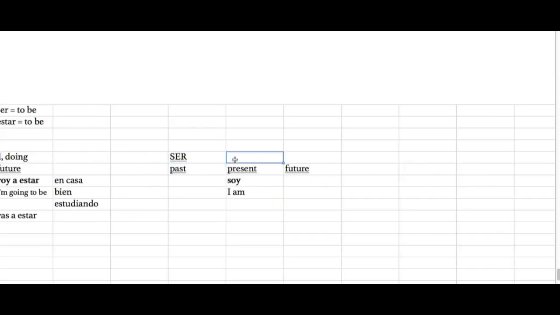Ser talks about who you are. It's like your identity. So if I want to say I am Tony, I would say soy Tony, right? If I want to say it's all identity stuff. It's where you're from. Soy de North Carolina originally, soy this, soy that.